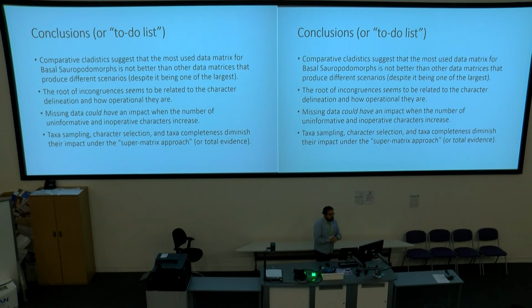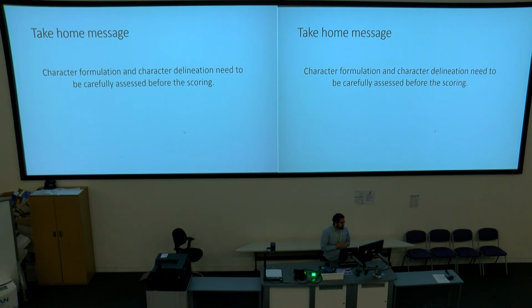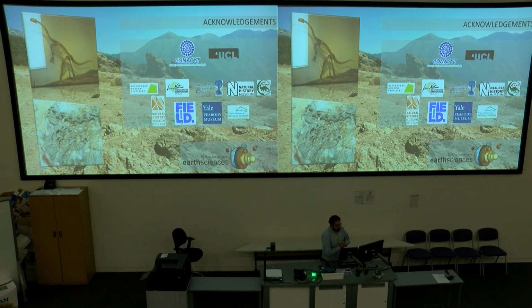So my conclusions, which are more like new hypotheses that I have, is that comparative cladistics suggests that none of these scenarios is better than the other for the evolution of basal sauropodomorphs, that the root of incongruences is actually related to the way characters are delineated and how they are becoming operational, that missing data, if it's having an impact, is because we have a lot of inoperative characters. The supermatrix approach actually helps to solve the problem, and the take-home message is that character formulation and character delineation need to be carefully assessed before the scoring, and it's something that hasn't been done for dinosaur phylogenies. And that's my talk.